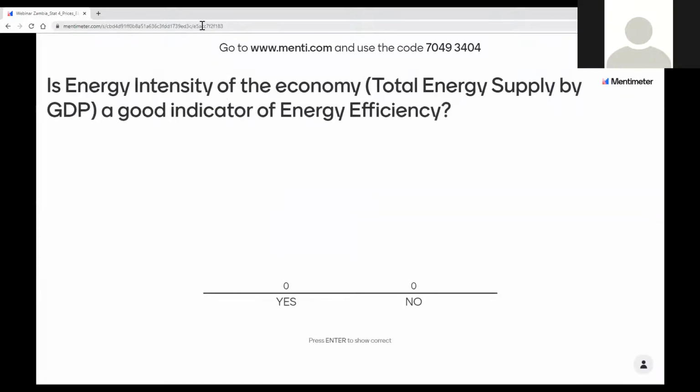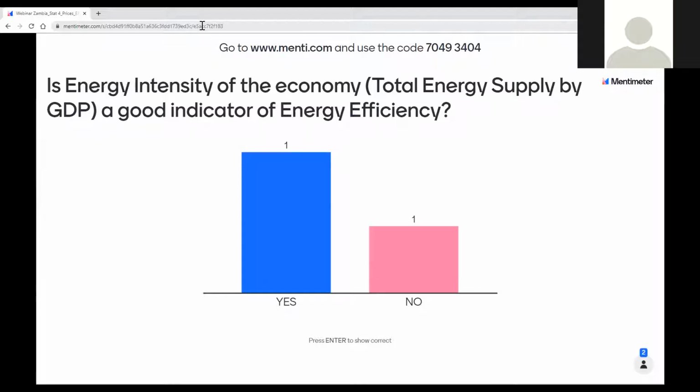Last question. Do you think energy intensity of the economy, which is the total energy supply divided by GDP, is a good indicator of energy efficiency? Do you think energy intensity is a good indicator of energy efficiency?